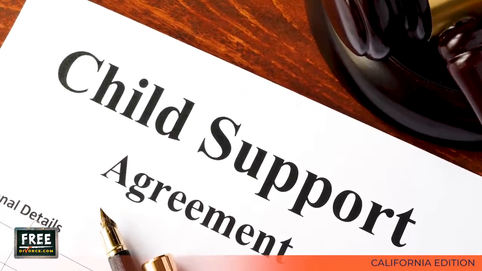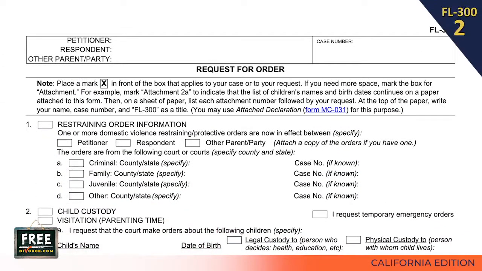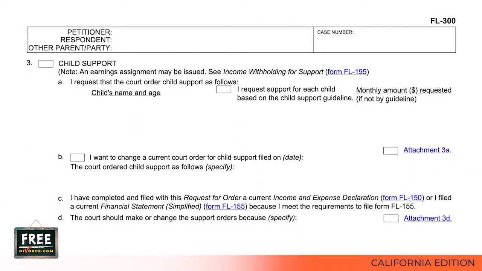In the previous video, we explained how to fill out page 1 of the FL-300. I'm not going to repeat that information. However, I will say that if you want the temporary child support order, you will need to check the child support box on page 1 just below the caption. Do I do anything with page 2 of the FL-300? Page 2 has to do with child custody, which we covered in the last video. For child support, turn to page 3 of the FL-300.